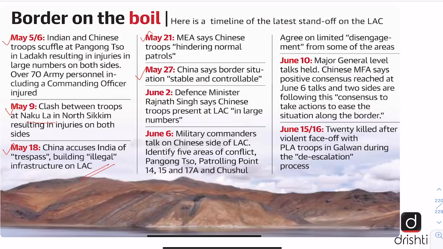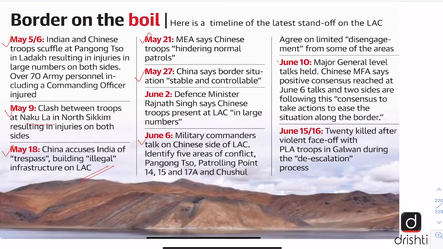And two dialogues between the two sides at higher level happened on June 6th and June 10th. And in fact, the June 6th meeting was at Corps Commander level. And here 5 areas of conflict were identified, and both sides also agreed on limited disengagement from some of these areas. And these points were Pangong Tso, Patrolling Point 14-15 and 17A and Chusul. Whereas the June 10th talk was at Major General level, and in this also there was consensus to take actions to ease the situation along the border.